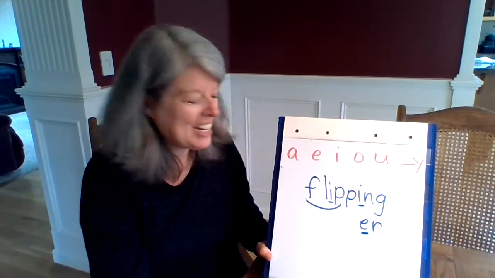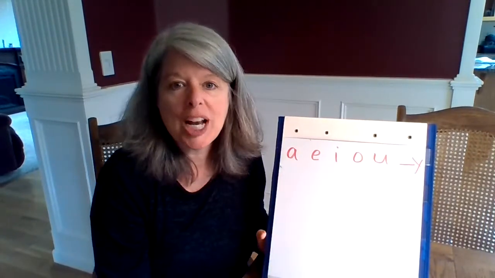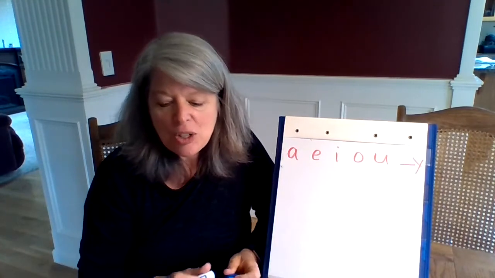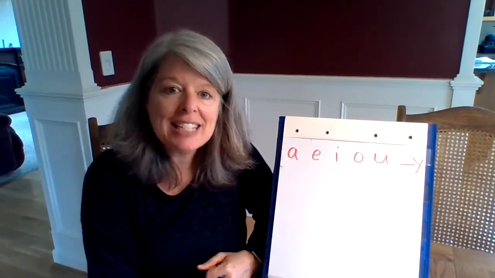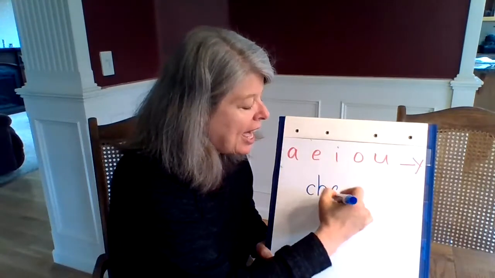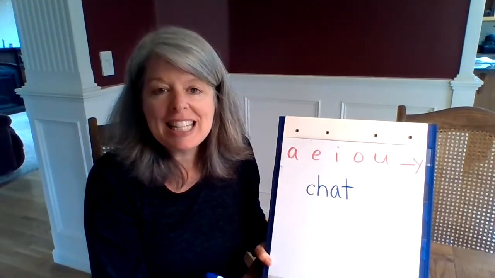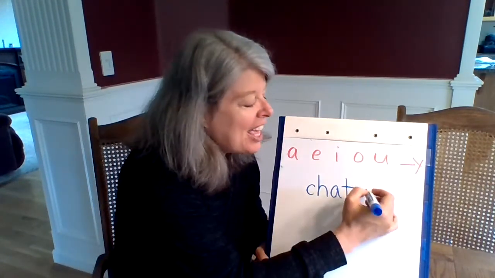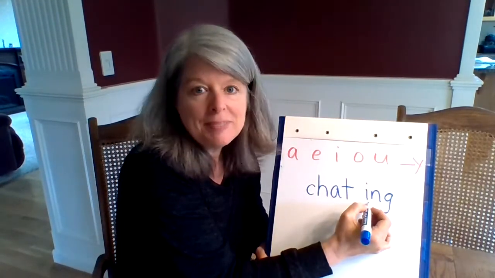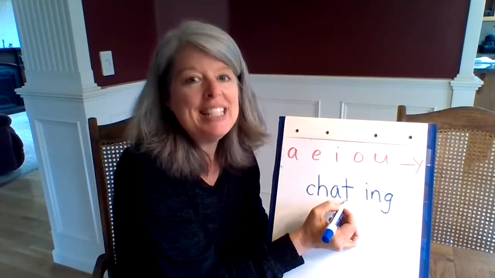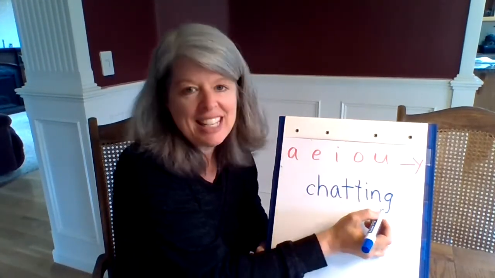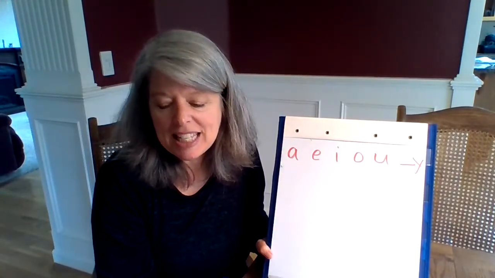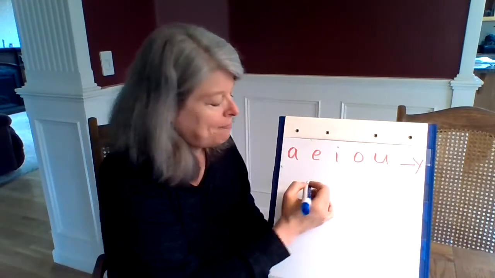flipper. All right, so let's spell the root word, and then we'll add the ending, and we'll see if we need to double that consonant. So write the root word chat. Chat. Now, if I want it to say chatting, ing is spelled ing. Is that a vowel? Yes, that means I have to double the consonant. Chatting. That's right. All right, the next word is spin.